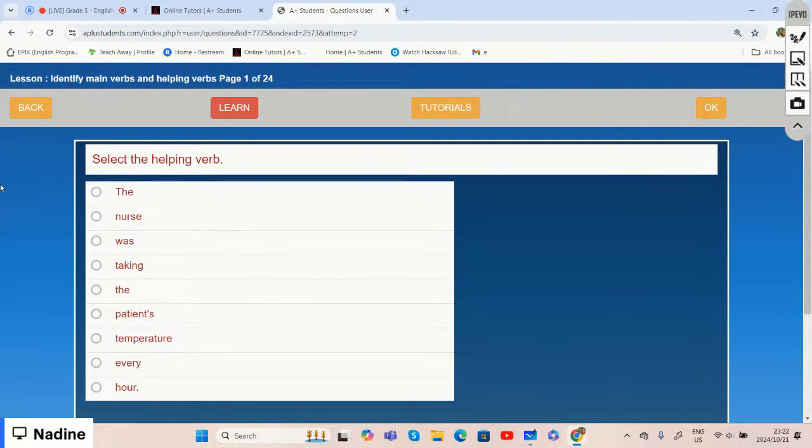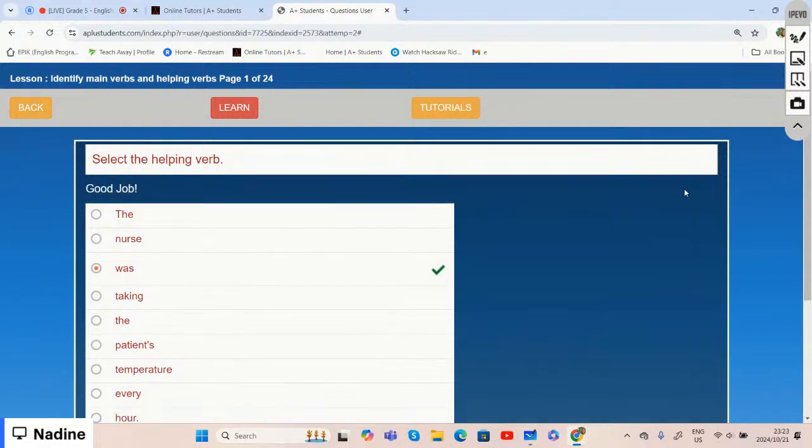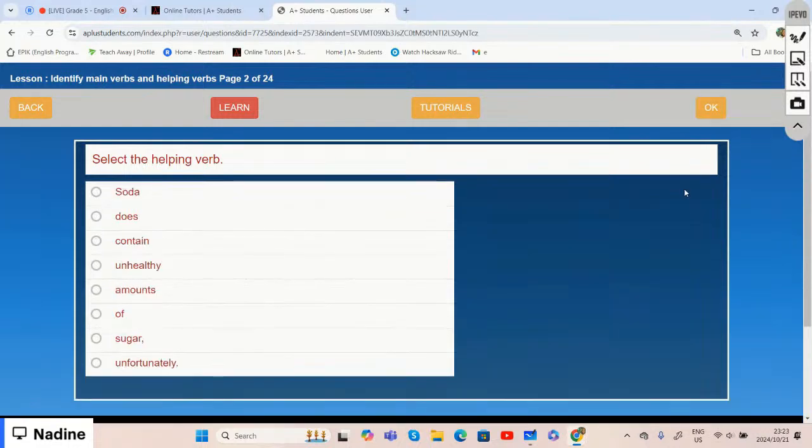All right. And if we were to select the helping verb within the sentence, that word that helps the main verb to show action, then yes, was is correct. Because we said the nurse was taking. Taking is our main verb and was is our helping verb. So well done. Was is correct.